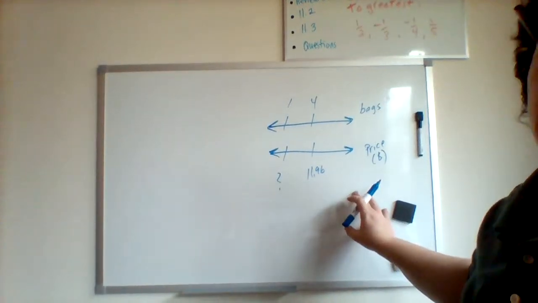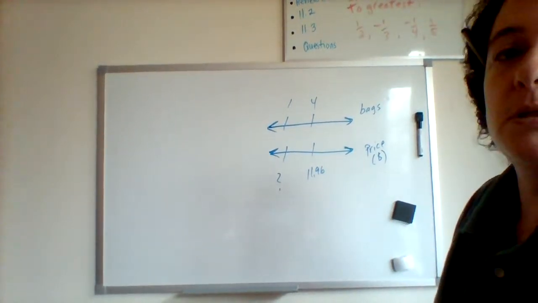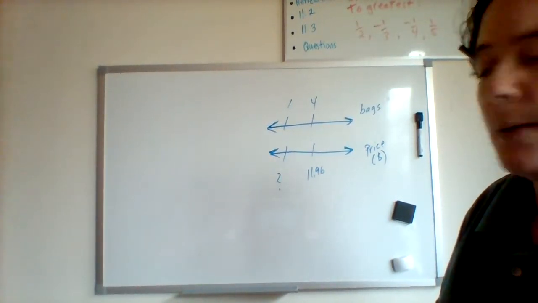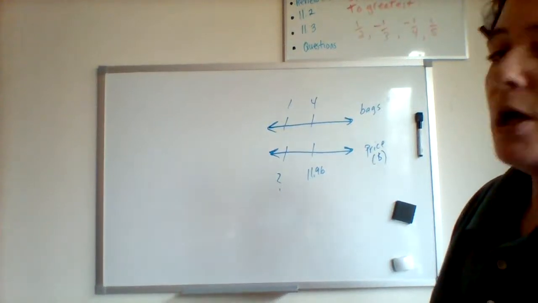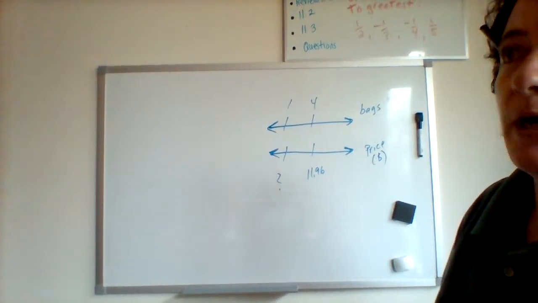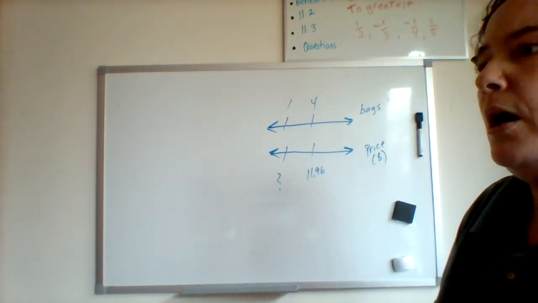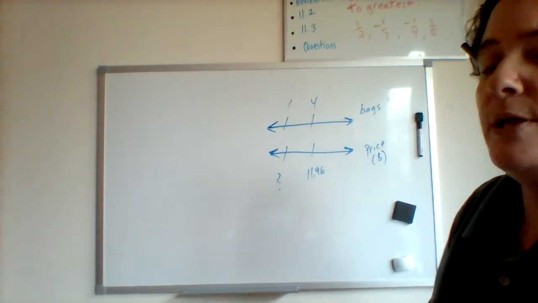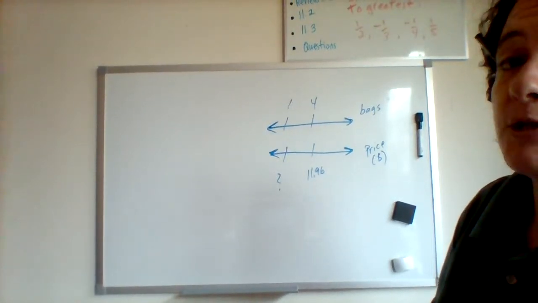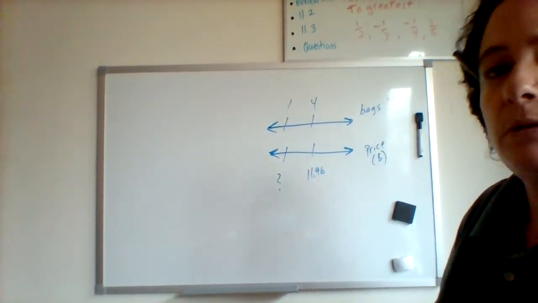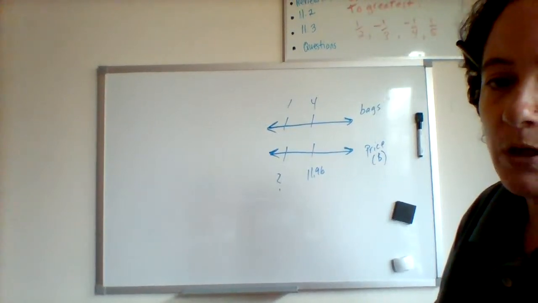Now, this is why I like this, because sometimes students get a little bit mixed up. They're not sure if they should multiply or divide. They're not sure if they set up a ratio as a fraction, then is it on the top, is it on the bottom?